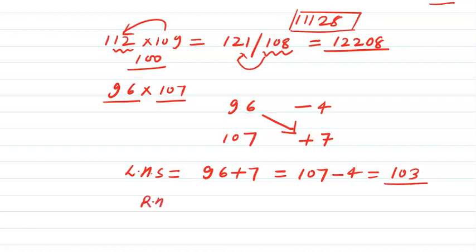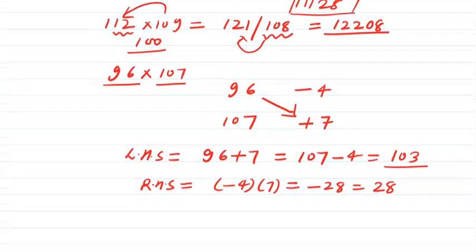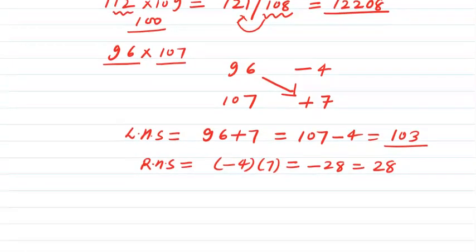How will the right hand side be calculated? The right hand side will be minus 4 into 7, which is equal to minus 28. For our convenience in Vedic maths, whenever we get a negative term, we put it as a bar. Like if I have minus 28, I will write it as 28 bar. Okay. So the answer will be 103 and 28 bar. But the important thing to note here, and this is very important, is that I can't leave my right hand side as negative.